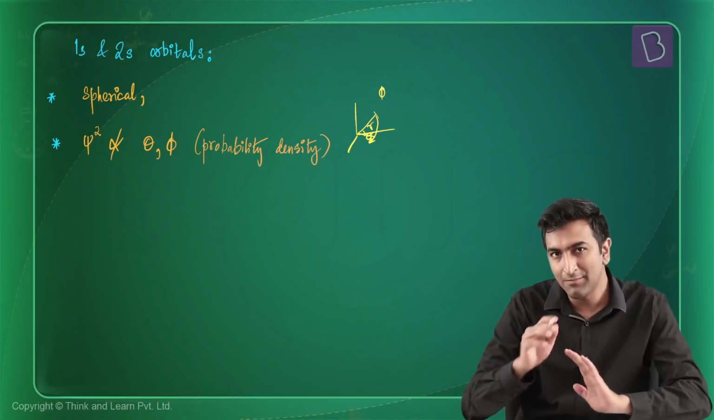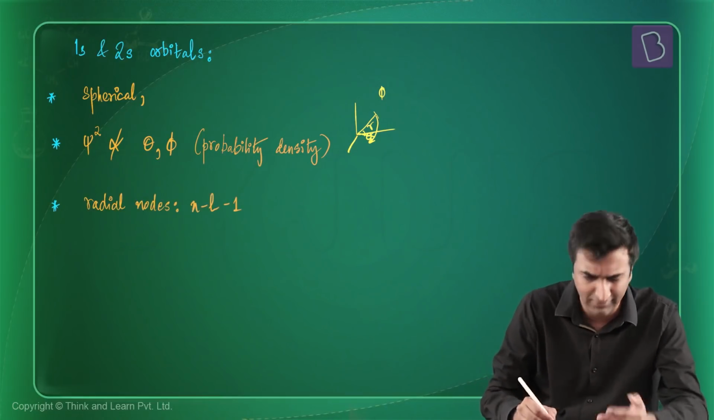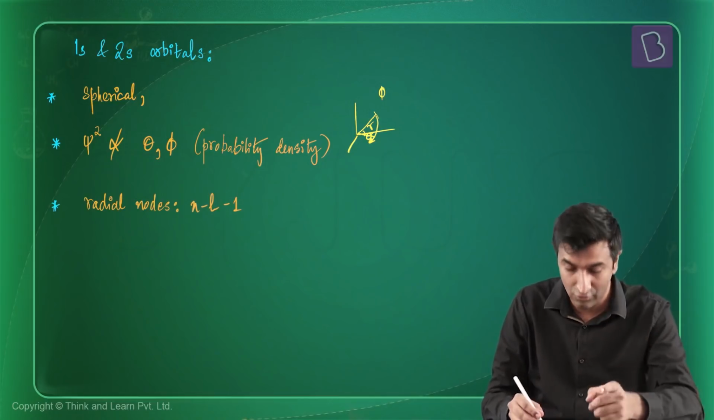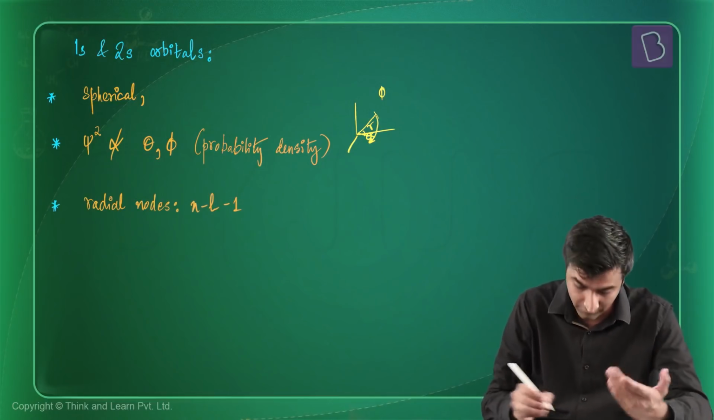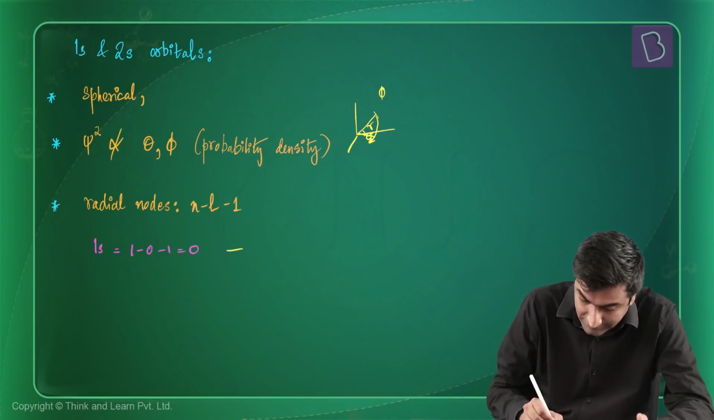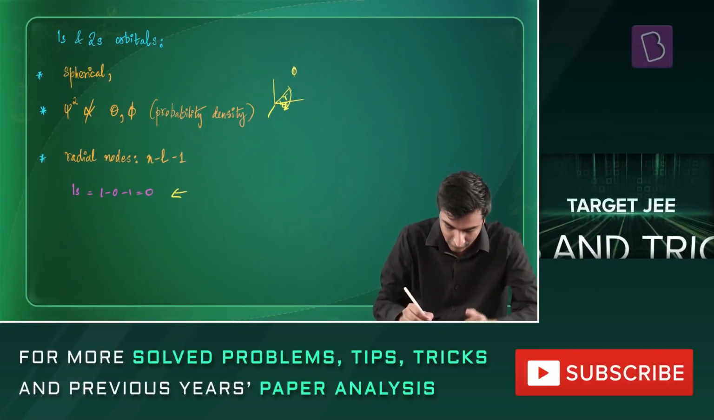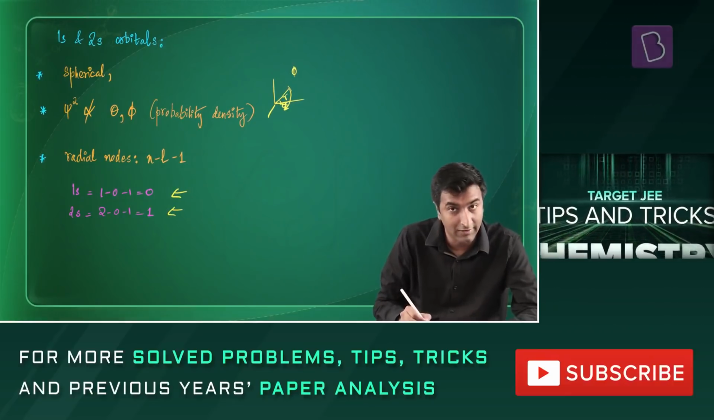And lastly, there's some mention of radial nodes, right? So radial nodes is a very, very basic idea. Even if your target is JEE Main, you would definitely know how to do this. And radial node is n minus l minus 1. For 1s, it would simply be 0, right? n value is 1, l is 0, and minus 1, there you go. And for 2s, you have 1 radial node.